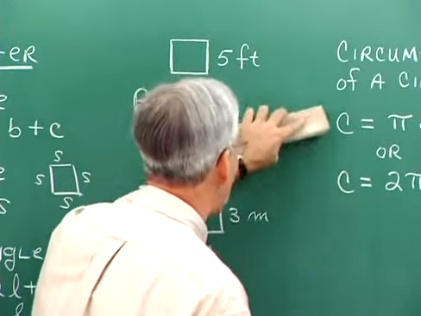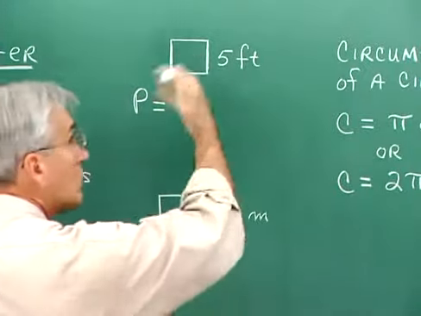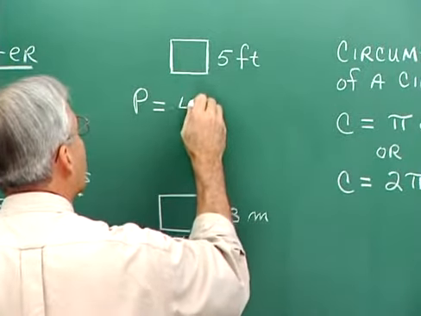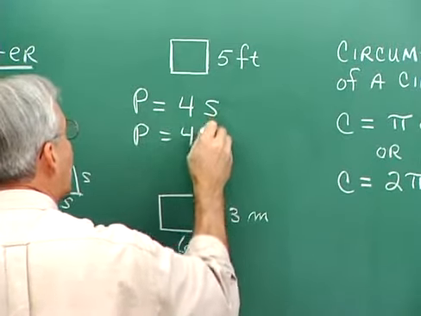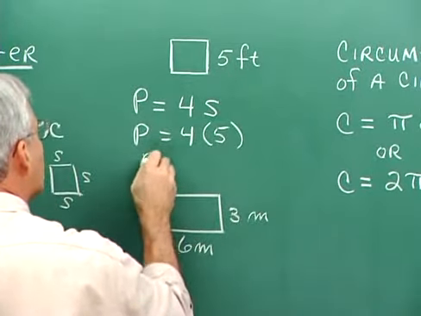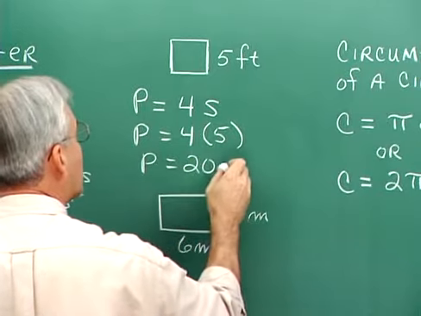All right, but the formula that we have come up with, since all those sides are the same, the perimeter is equal to 4 times S, and S is 5. 4 times 5 is 20, so the perimeter is 20 feet.